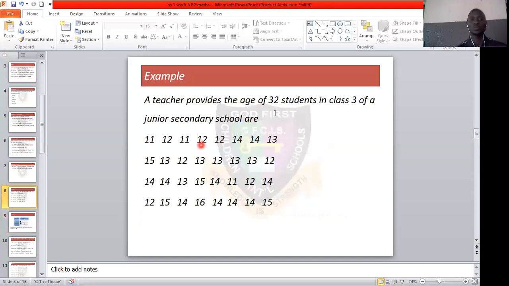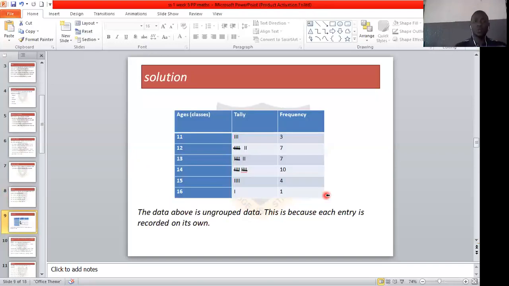We have 32 students. So it is easy for you to now interpret this information from this frequency table. It is easy to get the number of 13-year-old students: there are 7 students. The students at age 14, they are 10 students. The students at age 15, they are 4 students. So when you prepare your frequency table, information is easily gathered, and it is easy to interpret the data collected.